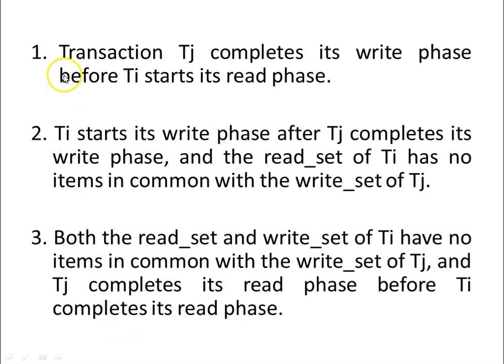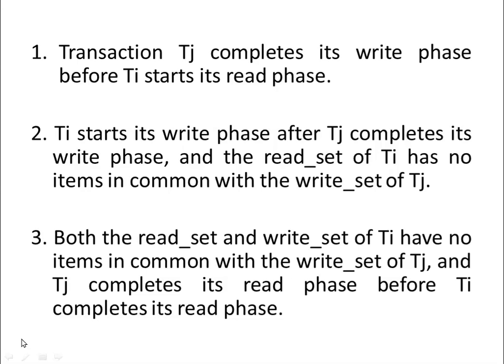The first condition says that transaction Tj completes its write phase before Ti starts its read phase. The second condition: Ti starts its write phase after Tj completes its write phase, and the read set of Ti has no items in common with the write set of Tj. And the last condition is that both the read set and write set of Ti have no items in common with the write set of Tj, and Tj completes its read phase before Ti completes its read phase.